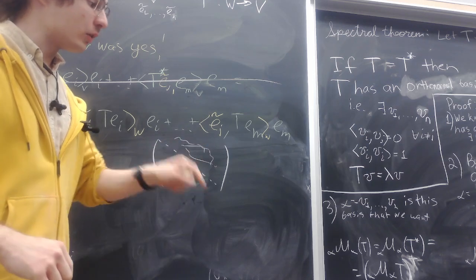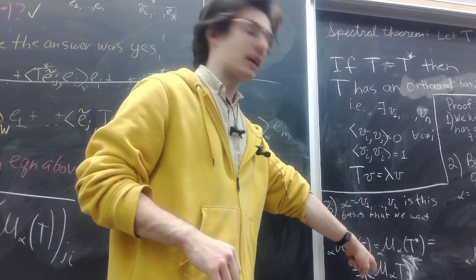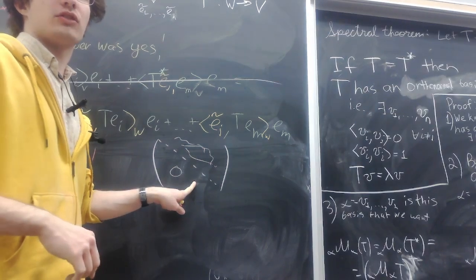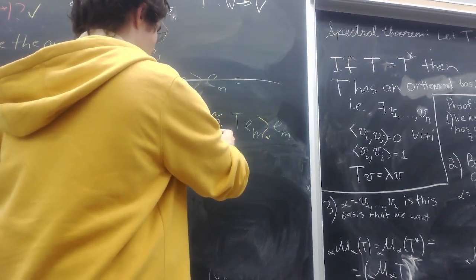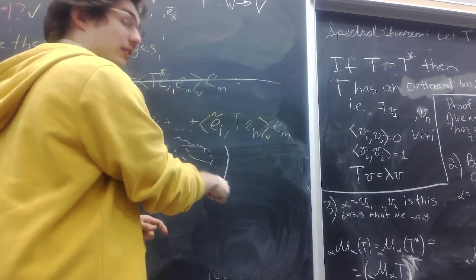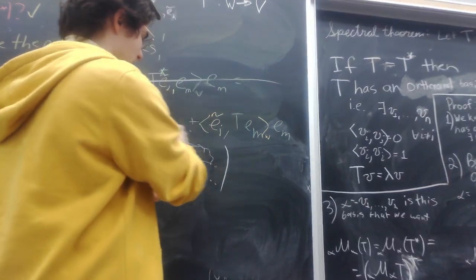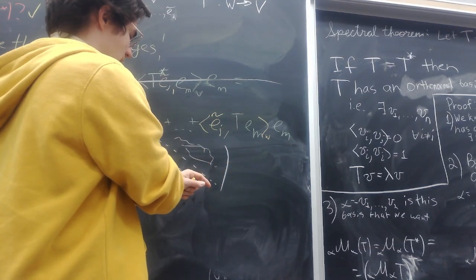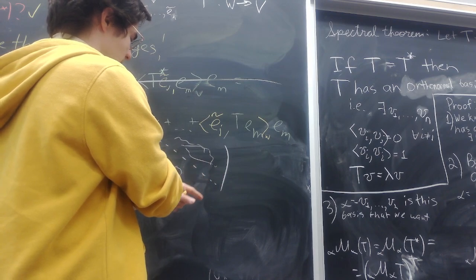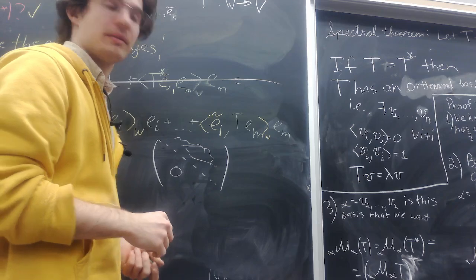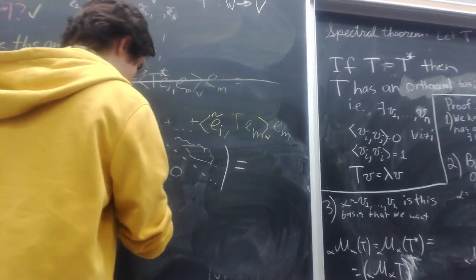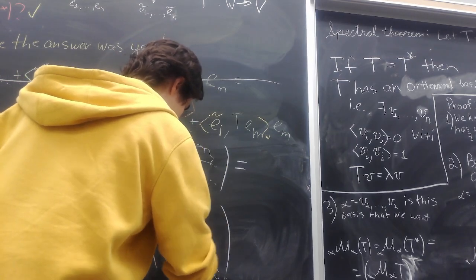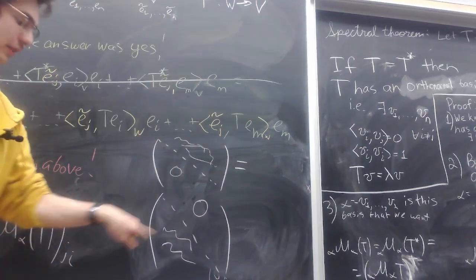Now, the matrix for T star is the same matrix, right? However, we also know that the matrix for T star has to be the conjugate transpose of the same thing. How do you do the conjugate transpose? You reflect everything in the diagonal, and you take conjugates of all the values. So you get that this has to equal 0 here and stuff here. Do you agree?